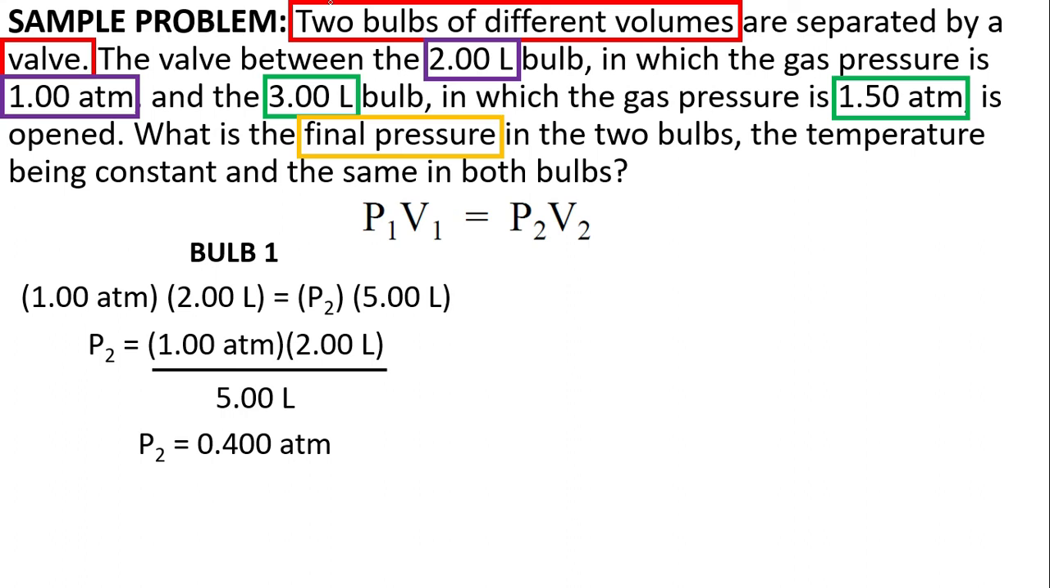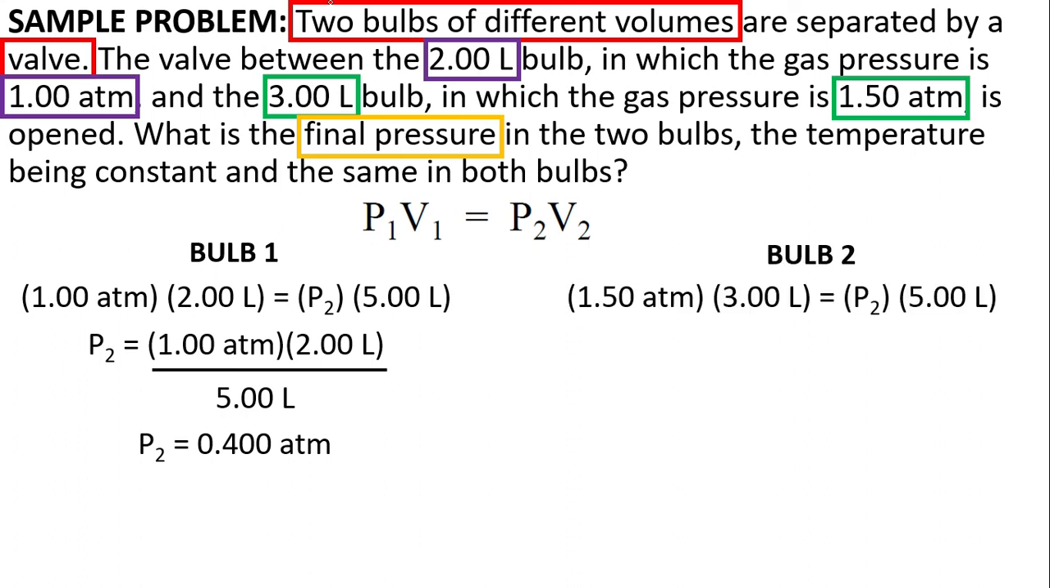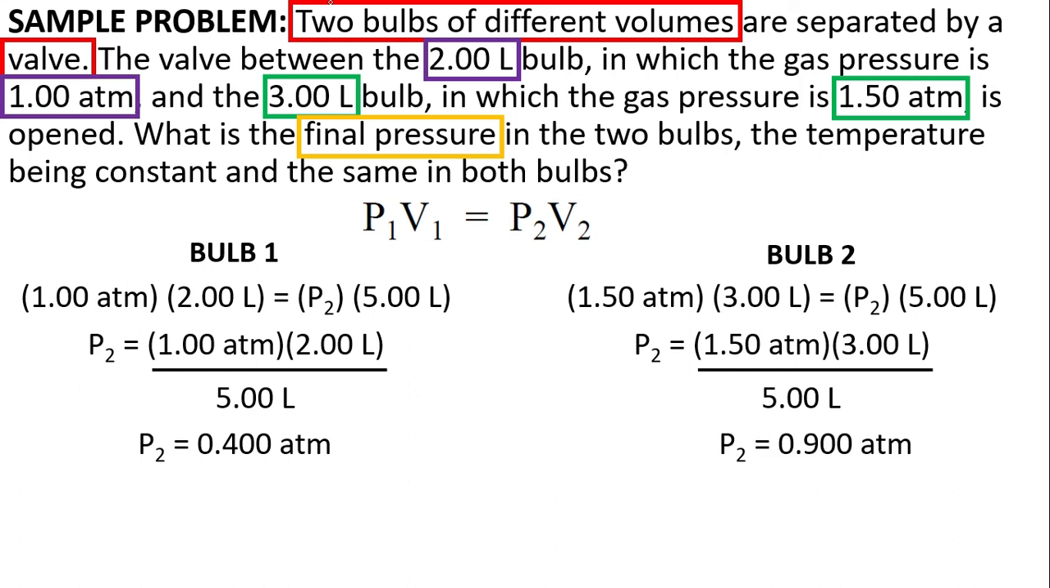And we will get 0.400 atmosphere. Now solving for bulb 2, we will have this equation: 1.5 atmospheres times 3 liters is equal to P2 times 5 liters. Manipulating the formula and solving for pressure, we will have 0.900 atmospheres. Since the valve will be opened, there will be a final pressure, and to get that, we have to add these two individual pressures. So the final pressure will be 1.30 atmospheres. Three significant figures, since in the given, you have three significant figures.